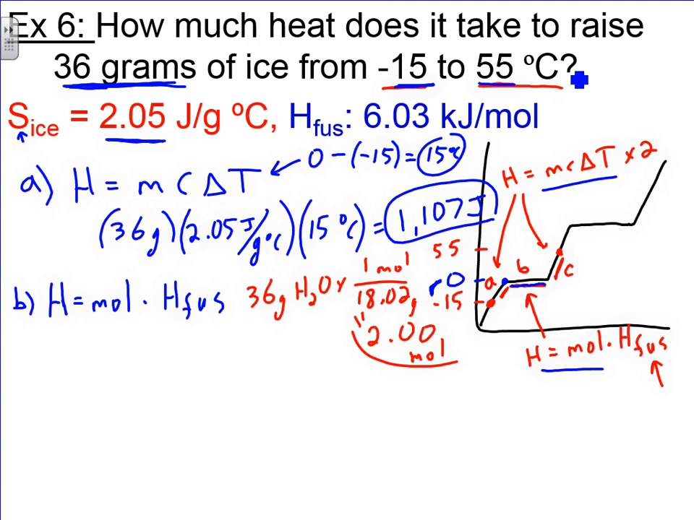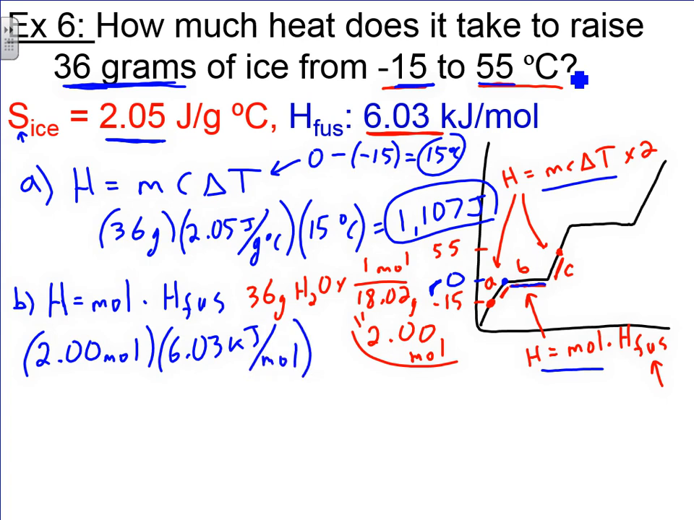The heat of fusion is given to us as this number here, 6.03. This is the constant that we'll use, kilojoules per mole. So I'm going to put 6.03 kilojoules per mole. And just multiply those two, and you get 12.06 kilojoules. Now notice I'm not rounding any sig figs just yet. I'll do that at the end.